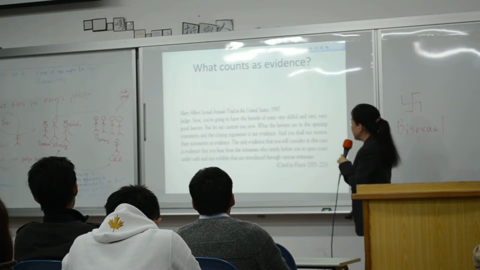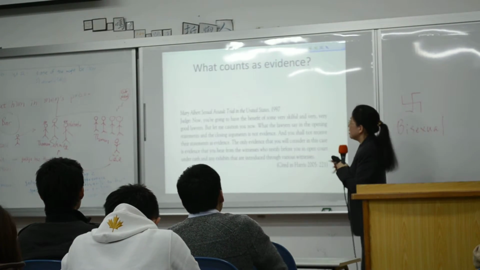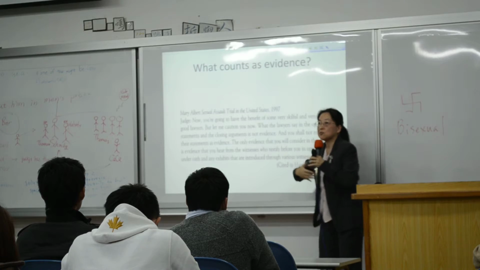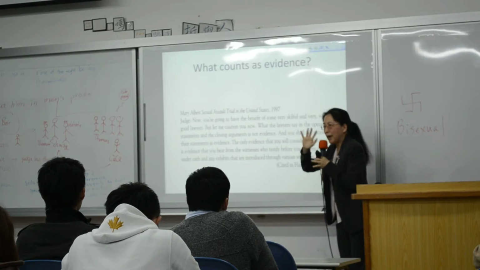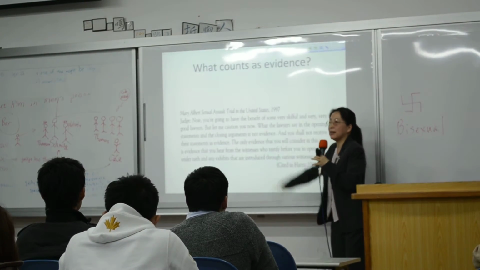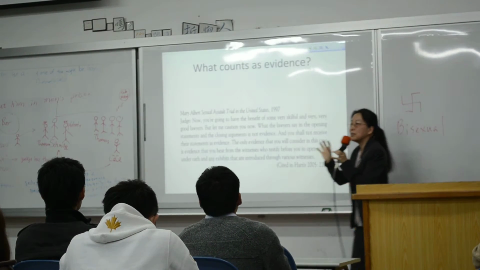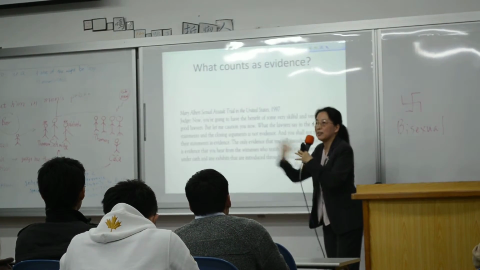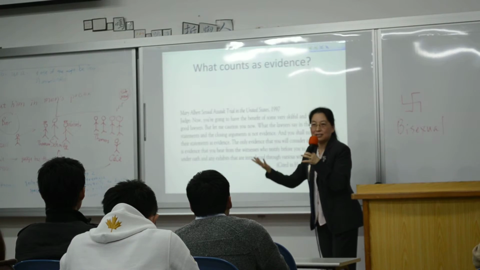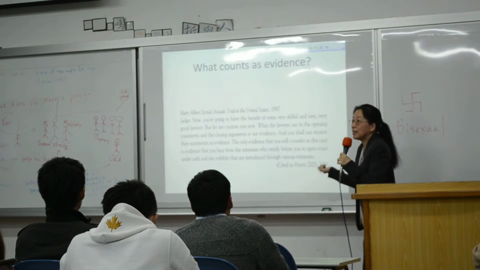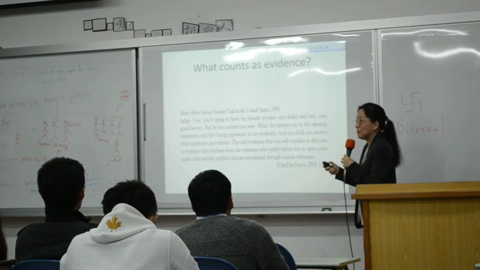Now, what counts as evidence? Here it says the judge has to remind the jury, pay no attention to the opening statement and the closing statement. Just pay attention to the cross-examination. That's evidence, okay? But how can we do that? It's impossible.